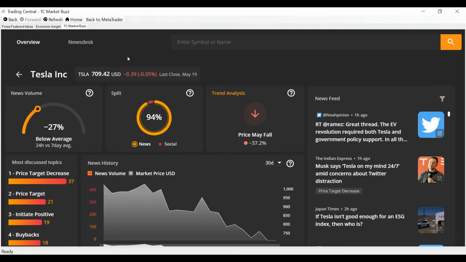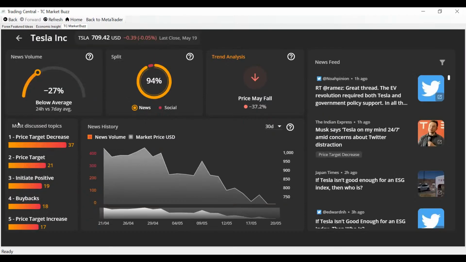And on this second portion here, it's split. It tells you the split between the news that is on social media like Twitter and the remaining 94% that is on different news portals. Okay, and here it performs a trend analysis. So it says that the price may fall. It also explains in more detail what this means. Okay, so in your own time you can go through each of this and you'd be able to learn what they mean. Also in this portion, they will tell you what are the most discussed topics at the same time. So you will see here a lot of articles that are talking about price target decrease, price target initiative.